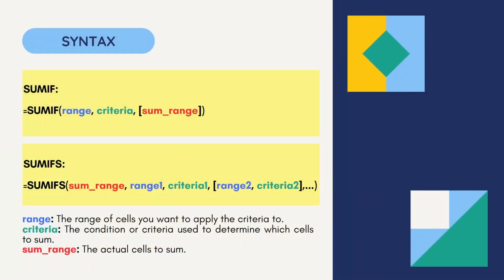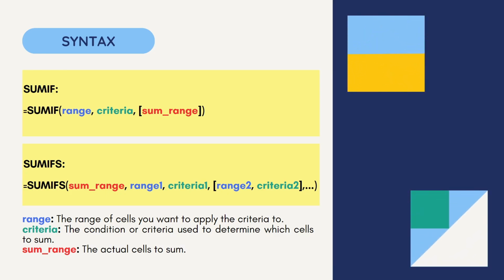The syntax for Sumif starts with equal to and then the term Sumif and then open bracket, and the first value is the range of cells you want to apply the criteria to, and the second value will be the criteria you want to apply for summation, and the last value will be the range of cells you want to sum if the criteria is met.